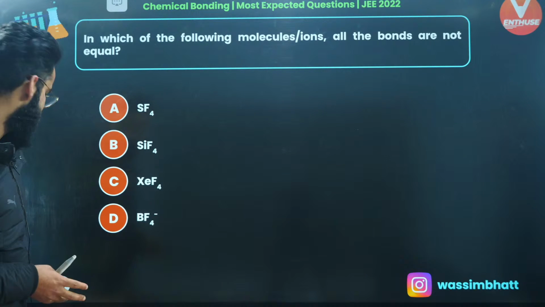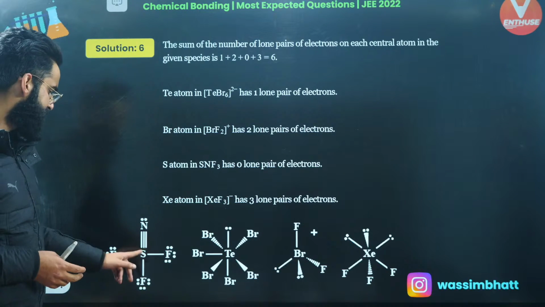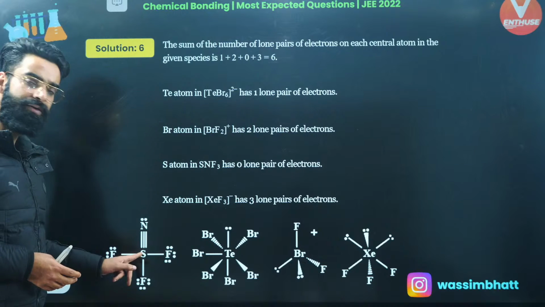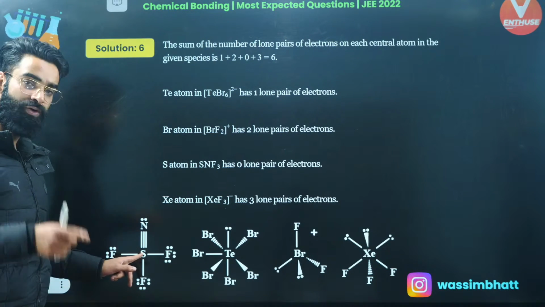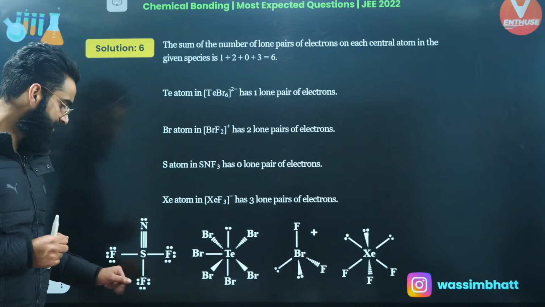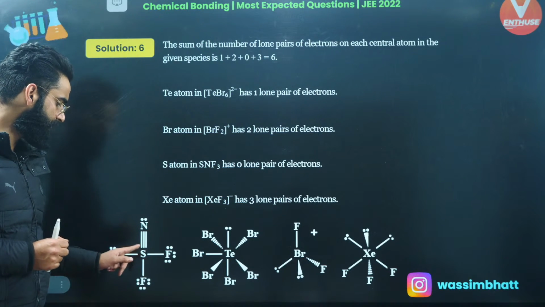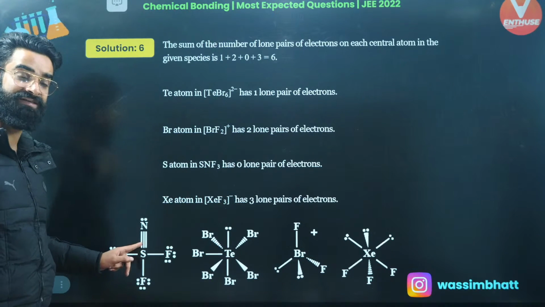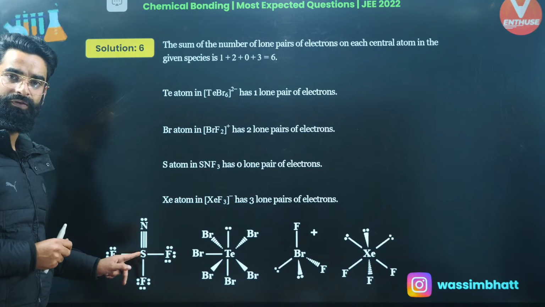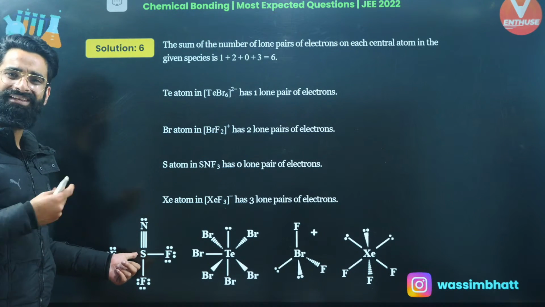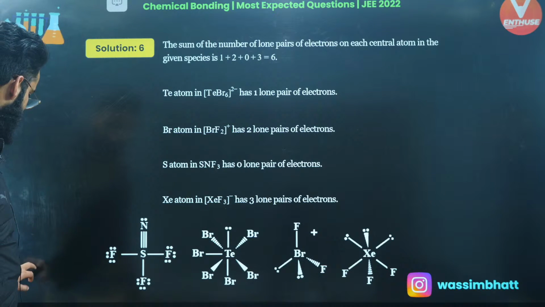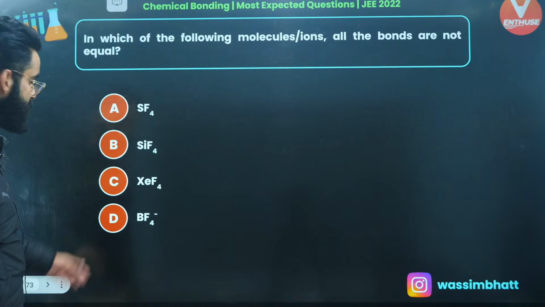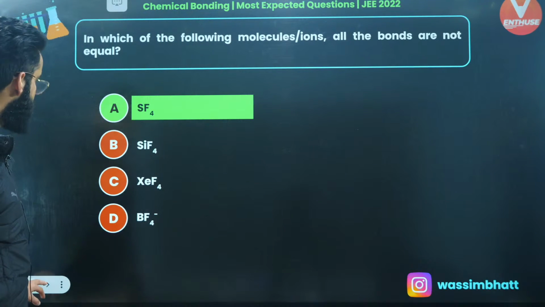Sir, can you explain SNF3? This is the structure of SNF3. Sulfur, how many bonds is it forming? 3, 4, 5, 6. 6 bonds it's forming. Sulfur has got 6 valence electrons. Out of 6 valence electrons, it is using 1, 2, 3, 4, 5, 6. It is using all its 6 valence electrons to form 6 bonds, right? So there'll be no electron left as such on sulfur, so no lone pair on sulfur. Yeah? I'm sure it's clear. SF4 is going to be the answer of this particular question, right?